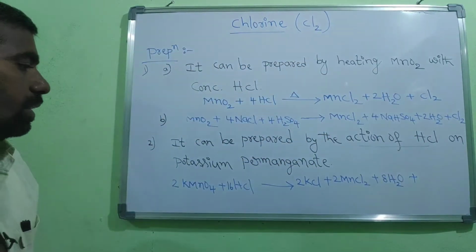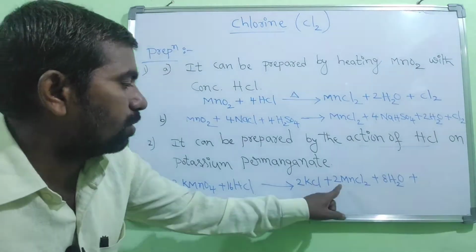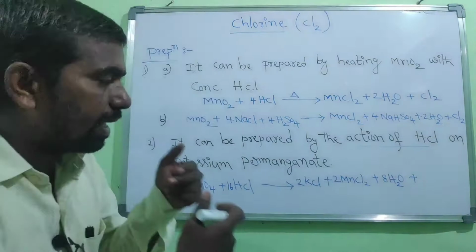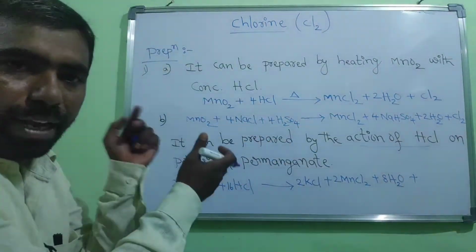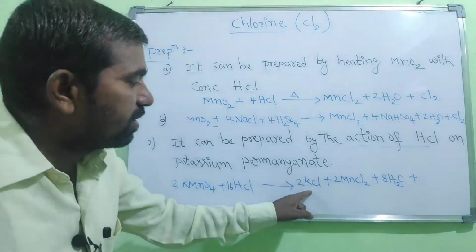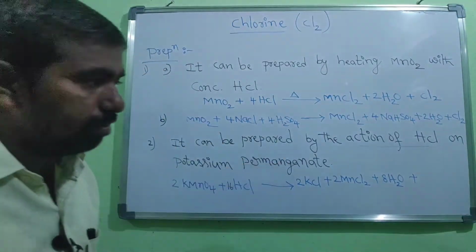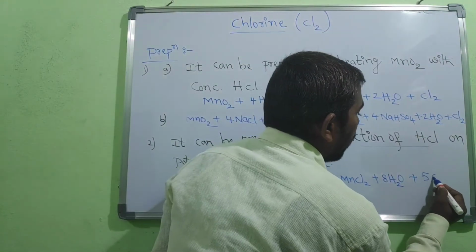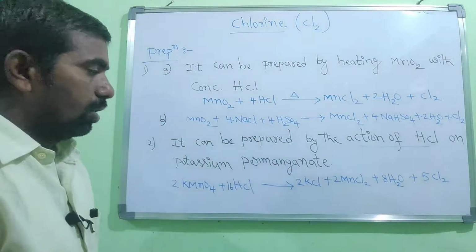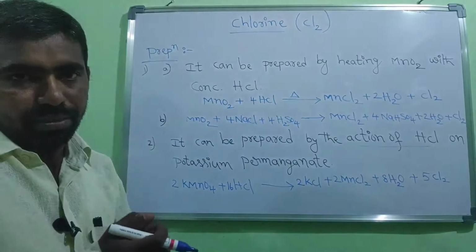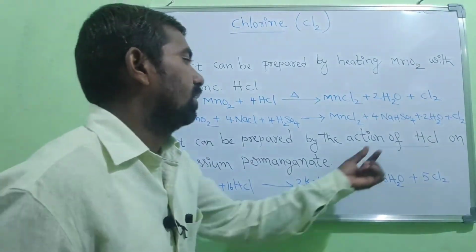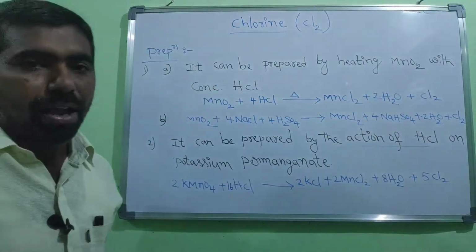Next, here 2 chlorine atoms and 2 times 4 chlorine atoms, so 4 plus 2, 6 chlorine atoms are removed from these reactants. Remaining 16 are there on the left side, 6 are removed, remaining only 10. Straightaway I am writing 5 Cl2. That is about the formation of chlorine from these reactions. So this is about the manufacturing of chlorine from HCl and potassium permanganate.